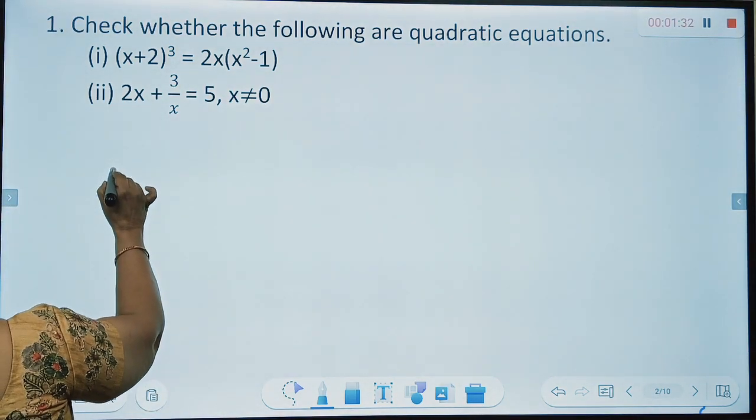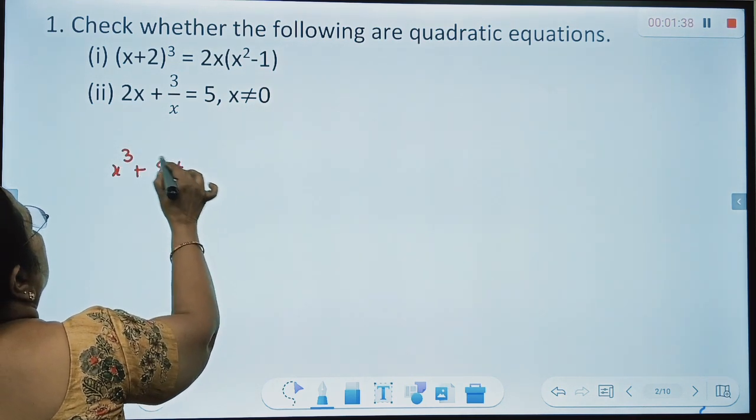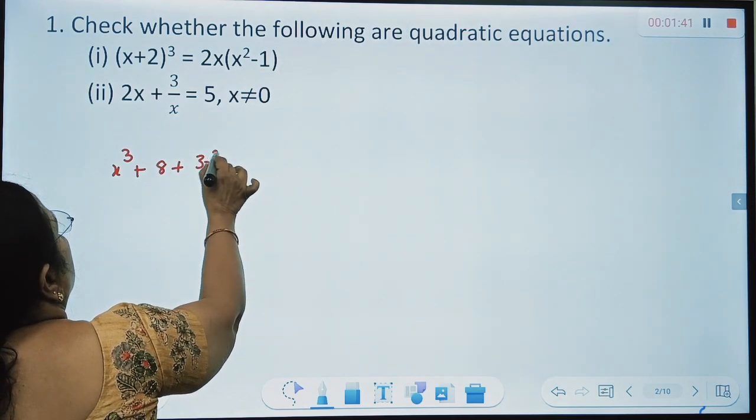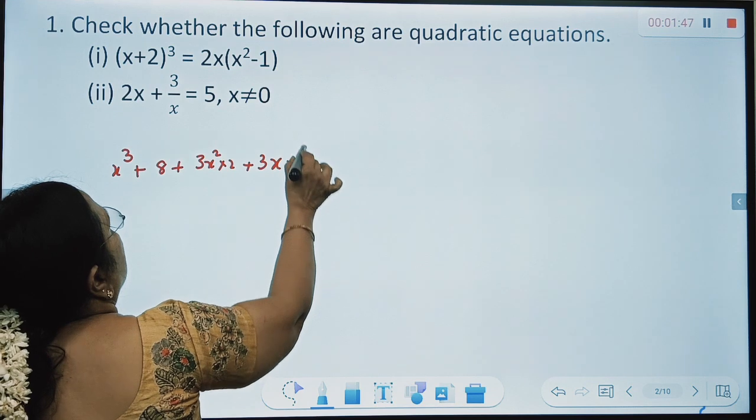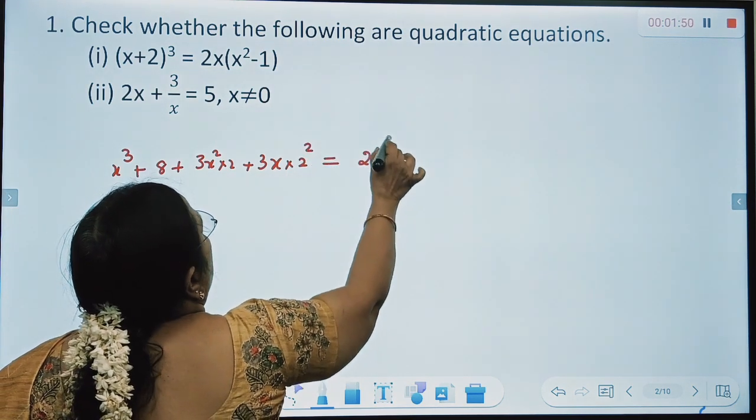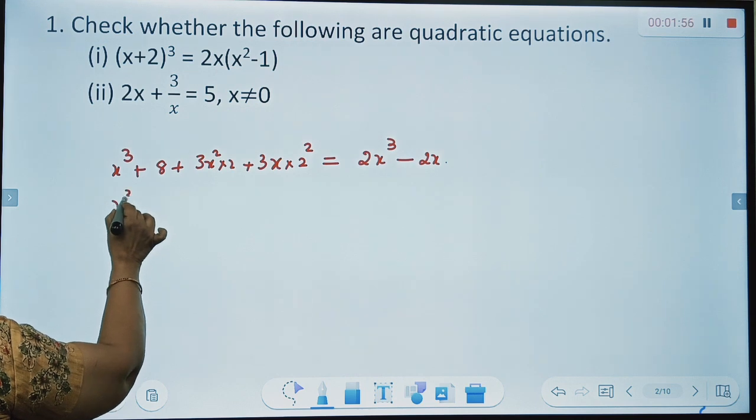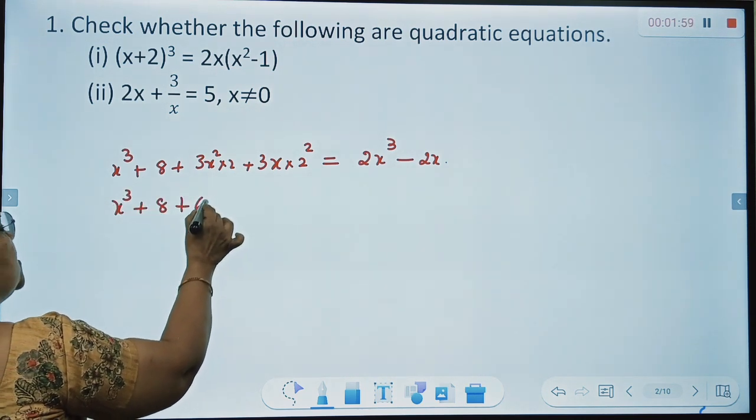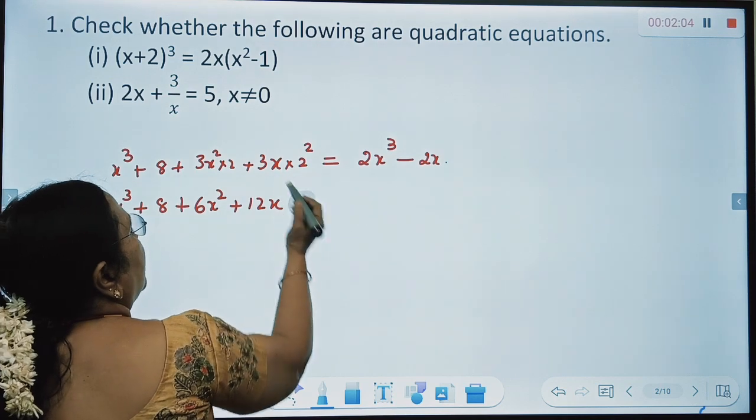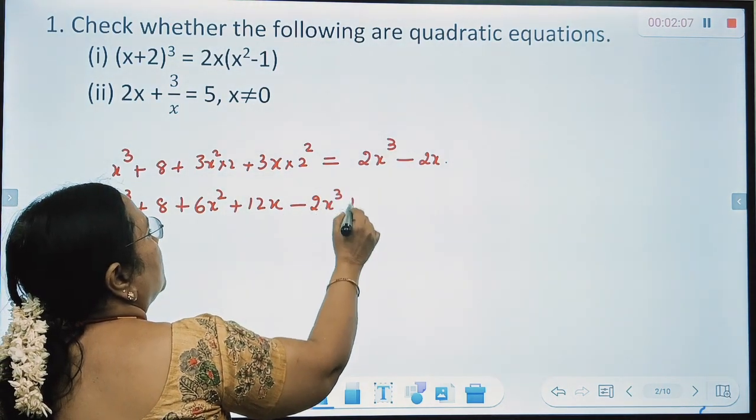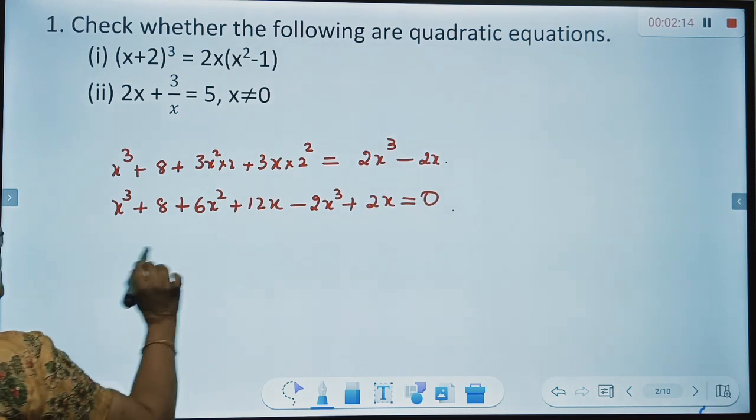If you look at the first one, it is (x plus 2) cube, where 2 cube is 8, plus 3 x square into 2 plus 3 into x into 2 square, is equal to 2x cube minus 2x. So I am just simplifying: x cube plus 8 plus 6x square plus 12x equal to 2x cube minus 2x, that is, minus 2x cube plus 2x equal to 0. So what is the highest power of x?